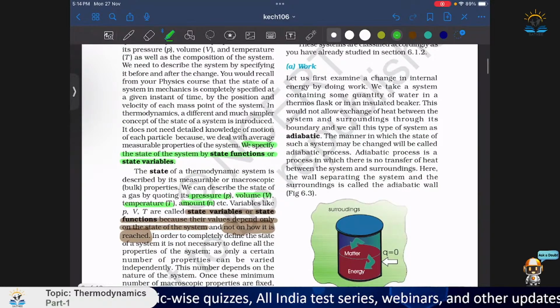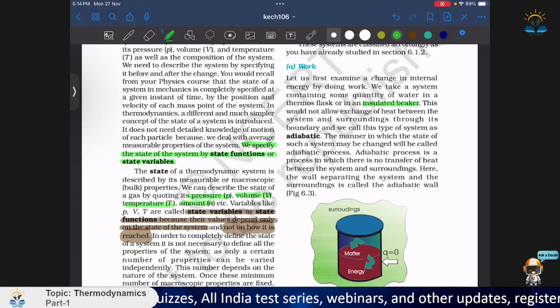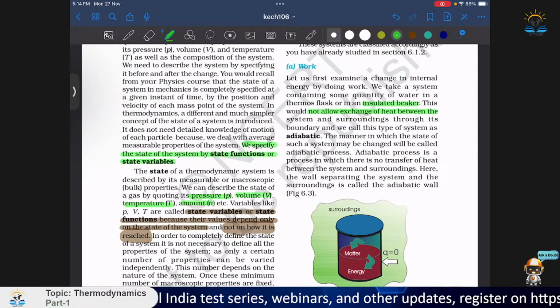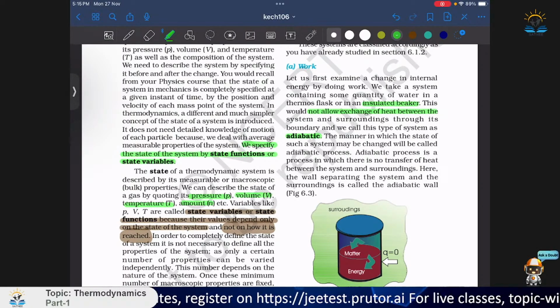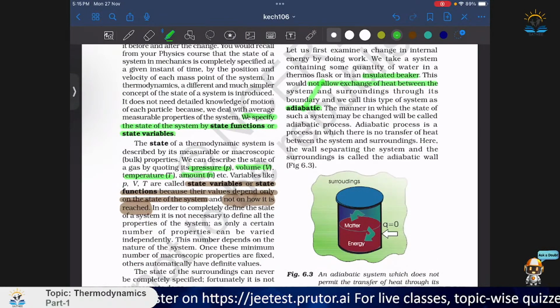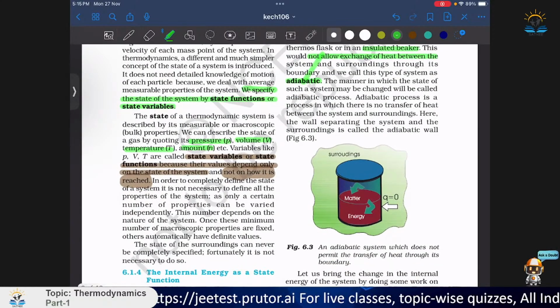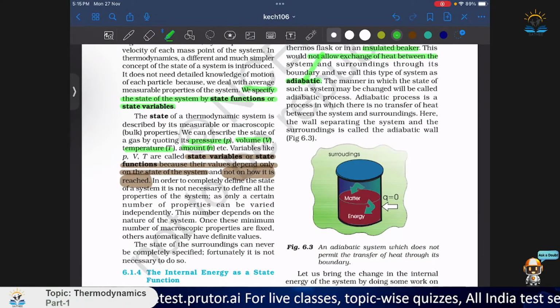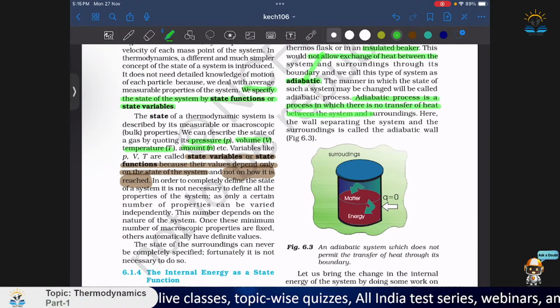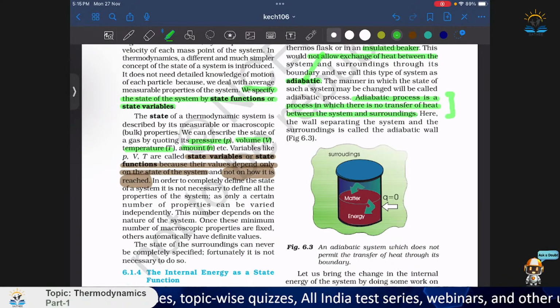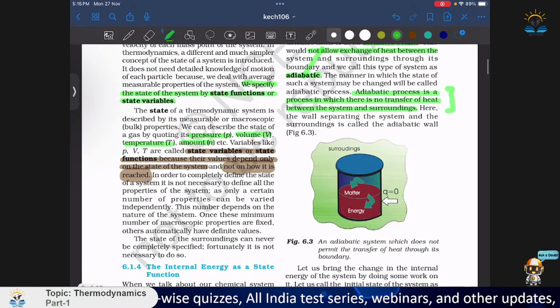We have taken an insulated thermos flask. This is an example of an isolated system, with no exchange of heat and no exchange of quantity either. This type of system is called adiabatic. There is no exchange of heat, so it is adiabatic. We need to remember that an adiabatic process is a process in which there is no transfer of heat between the system and the surroundings. Here the wall separating the system and the surroundings is called the adiabatic wall.